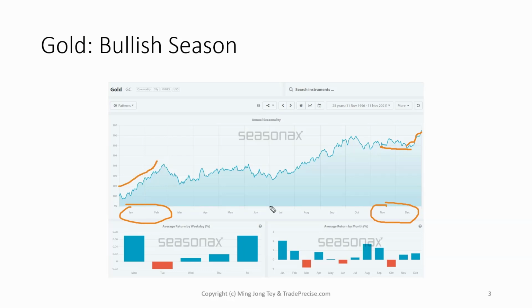So look at this rally. It's a very nice rally. From November to December, all the way to January and February, is usually the bullish months. So take a look at this. This is the average return by month, in percentage. You can see in general, November, December, and also January and February are on the positive side, about 1 to 2%, and that's based on the past 25 years of data.